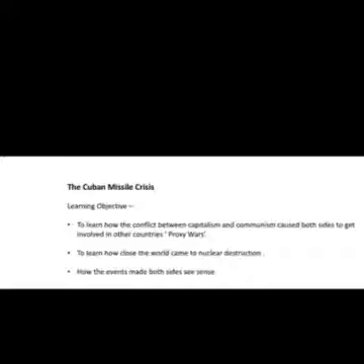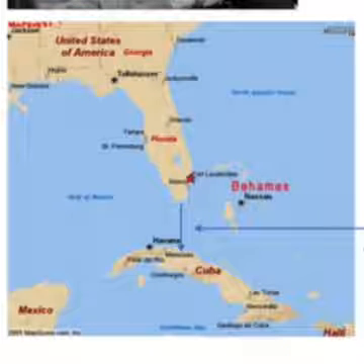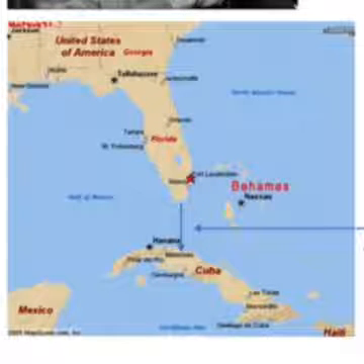In this lesson we'll learn how the conflict between capitalism and communism caused both sides to get involved in other countries' proxy wars. That is, a war that they're not directly involved in, but they're pulling the strings. We'll also learn how close the world came to total nuclear destruction and how the events made both sides see common sense.